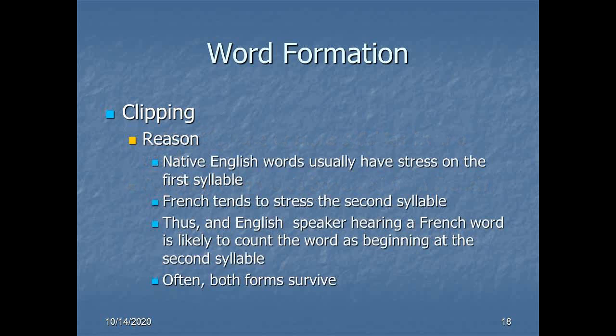As for why clipping tended to happen during the Middle English period, specifically with words coming from French, French and English have different stress patterns. In English, stress tends to fall on the first syllable. In French, stress tends to fall on the second syllable. So an English speaker hearing a French word is likely to just skip over the first syllable entirely, because doing so helps the word conform to the internalized natural speech patterns of the English language, of the English speaker.